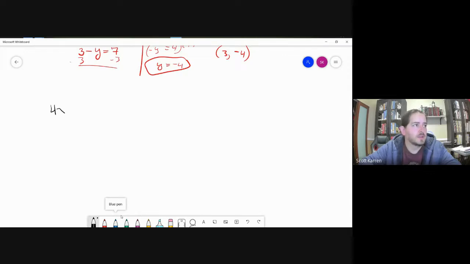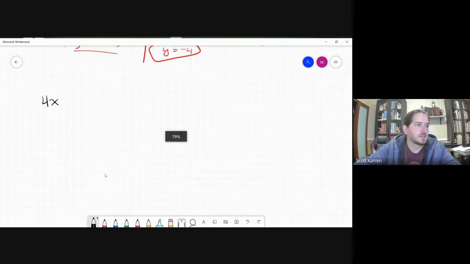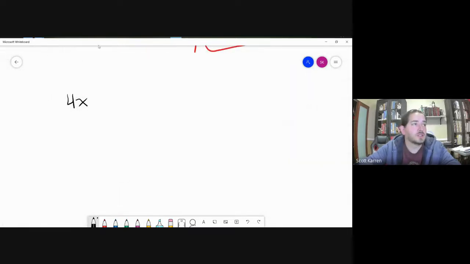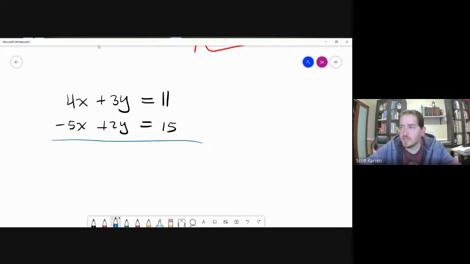But let's take a look at this system. Let's say 4x plus 3y equals 11, and negative 5x plus 2y equals 15, right? If I just go straight out and say, oh, I'm just going to add these together, I've got 4x and negative 5x, which ends up with negative x, and then 3y and 2y is 5y, and then 11 and 15 is 26, and that does me no good, because now I just have another equation with 2 variables, and I don't want that. I want 1 by the time I get here.